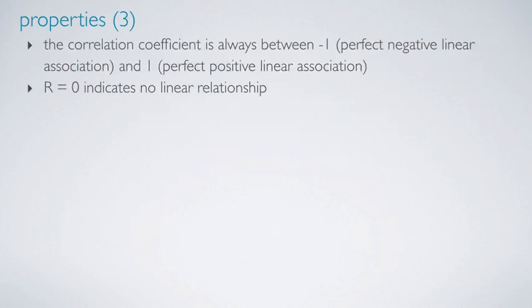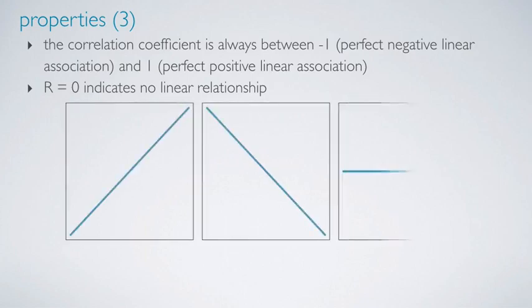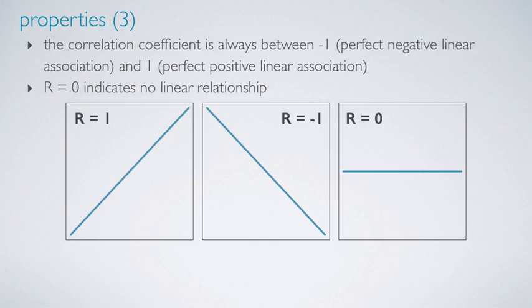Third, the correlation coefficient is always between -1, which is a perfect negative linear association, and +1, which is a perfect positive linear association. And a correlation coefficient of 0 indicates no linear relationship. Here we have three scatter plots again. The first one shows a positive perfect linear association. The second one shows a negative perfect linear association, and in the third one the correlation coefficient is 0. As x increases, nothing is happening to y. Therefore, there is no relationship between these two variables.